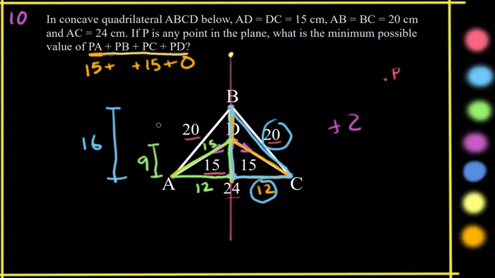Okay, and so that means, of course, that the distance we're looking for, from D up to B, is going to be the difference between 16 and 9. So that'll be 7. And then we've got 15 plus 15 plus 7. That's going to give us 37 as our final answer here.